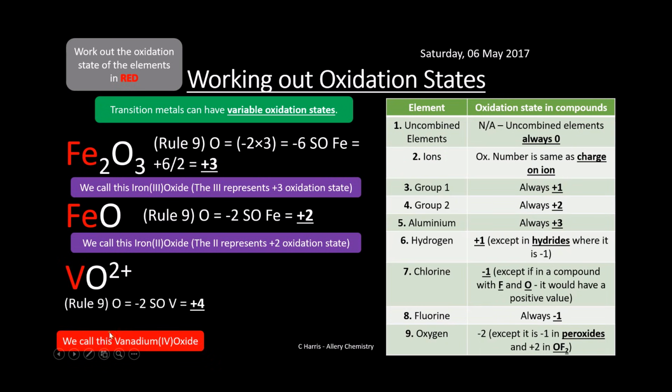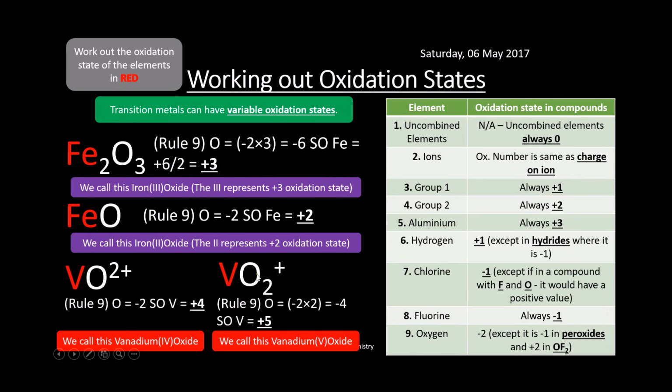Okay, here's another one. Vanadium oxide. Again, oxygen is -2. Vanadium must be, to turn this into 2+, must be +4. So we call this vanadium(IV) oxide. Remember, it's got to add up to this charge here.